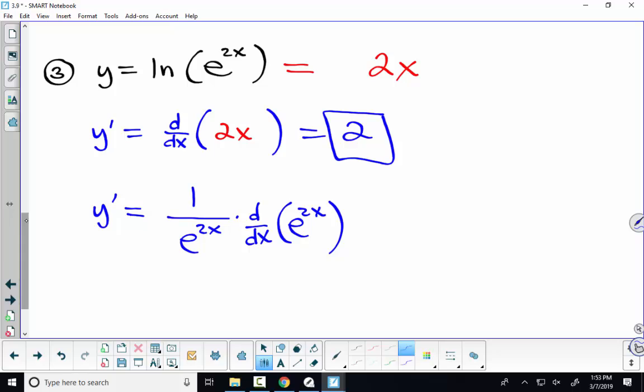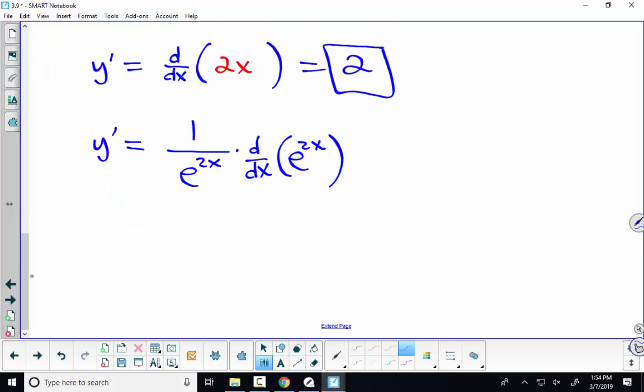What's the derivative of e to the 2x? So then it would just be 2e to the 2x? Right, yeah. So this is 1 over e to the 2x times 2e to the 2x. And what happens here? The e to the 2x divided by e to the 2x cancels and we just have 2. You still get there.